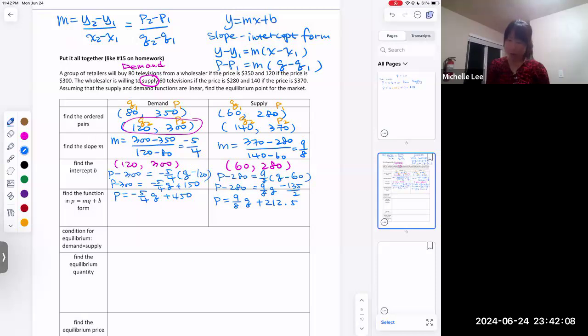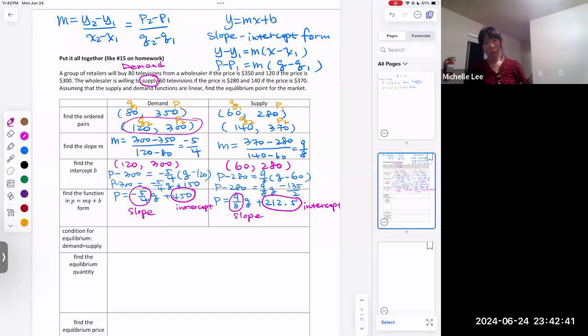That's the equation. Find intercept b. So this is the y-intercept. And then the form is the same as here: mq plus b. So this is m, the slope, and this is the intercept.